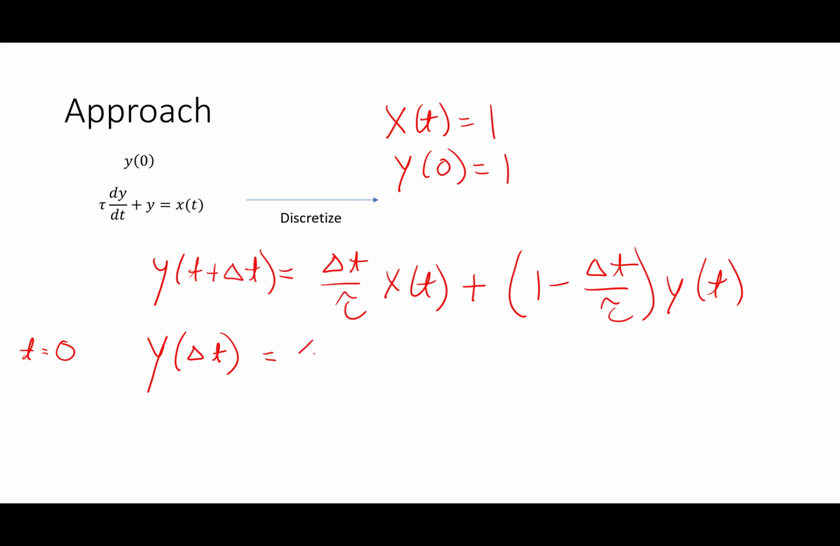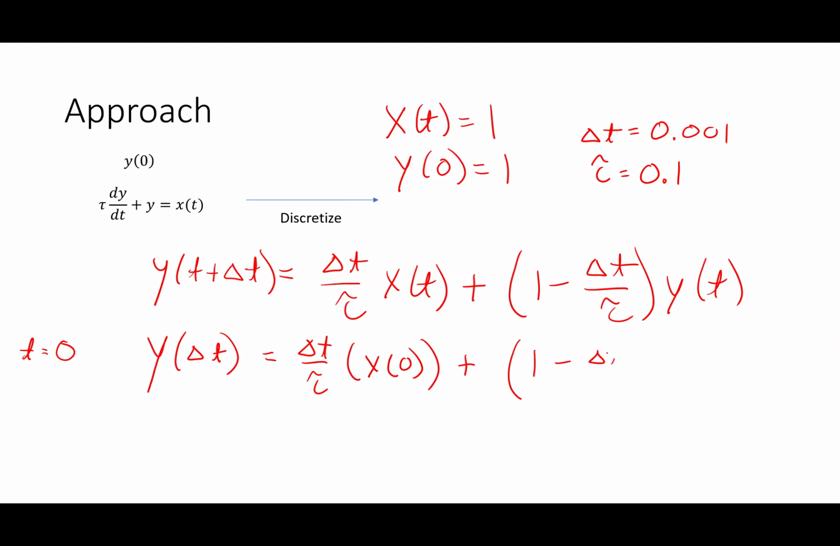So this is delta t over tau times x of 0. And let's assume delta t and tau were numbers, say 0.1 and 0.001. I know it starts looking weird when it's all variables like that. Let's say those are all numbers that I know. What would I have here? Well, 1 minus delta t over tau times y of 0.